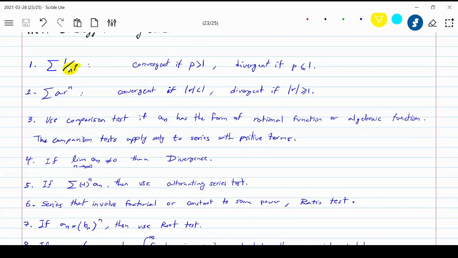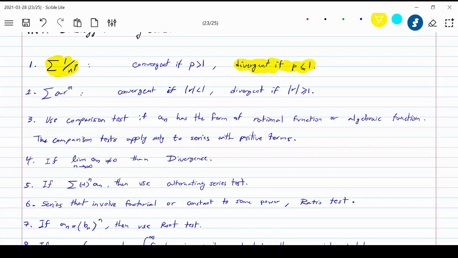So first of all, we know that if we have a summation of 1 over n to the power of p, it is convergent if p is greater than 1, otherwise it's divergent. So this is the p-series test. We already know this from the earlier sections. Convergent if p is greater than 1, divergent otherwise.